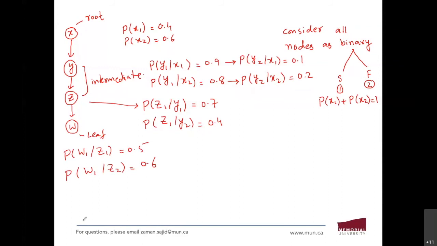And what we want to find out are the marginal probabilities of the intermediate events, which are y and z. That's what we want to find out here. Folks, I need to go to the next slide.